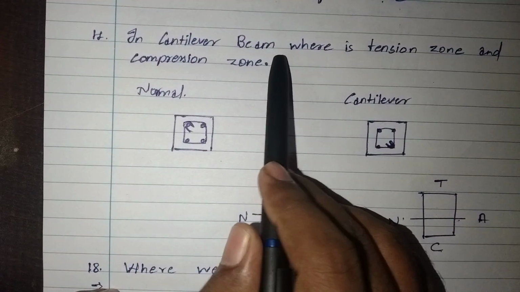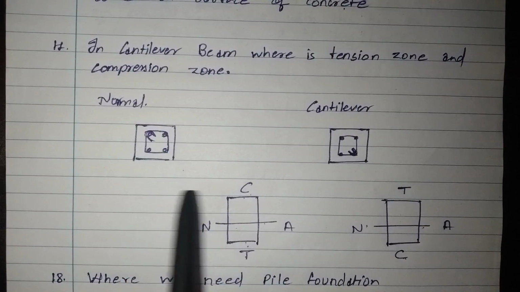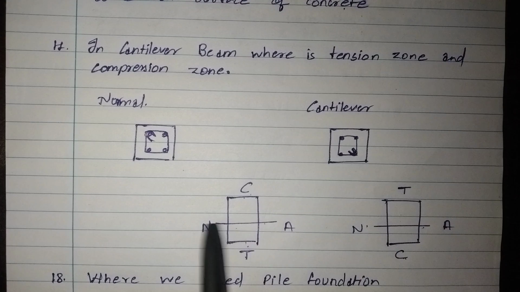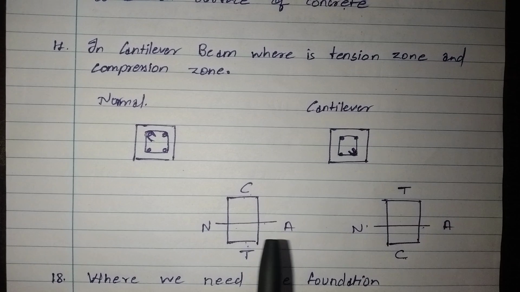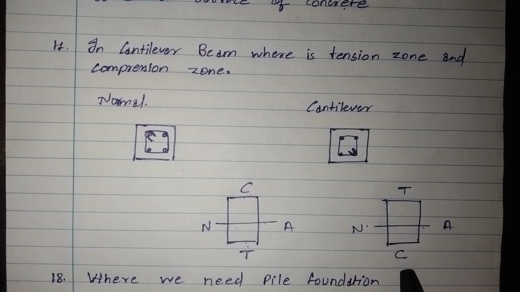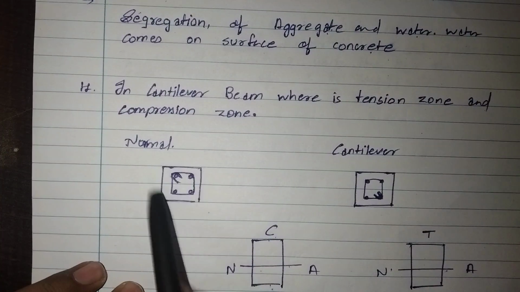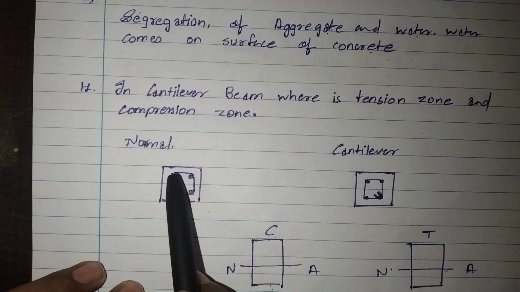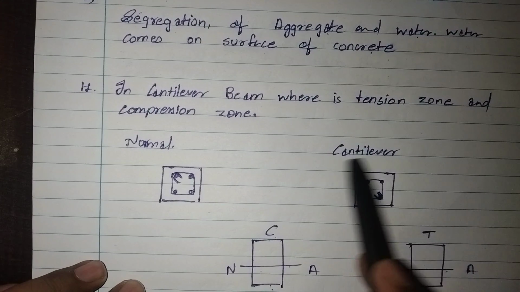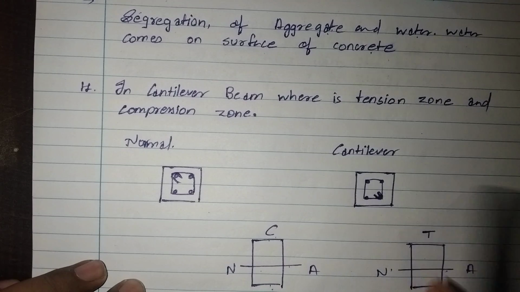Then in a cantilever beam, where are the tension zone and compression zone? In a normal beam, the compression zone is above the neutral axis and the tension zone is below the neutral axis. But in a cantilever beam, the tension zone is above the neutral axis and the compression zone is below it. Due to that, in a normal beam the hook is at the compression zone, but in a cantilever beam, the hook is present below the neutral axis.